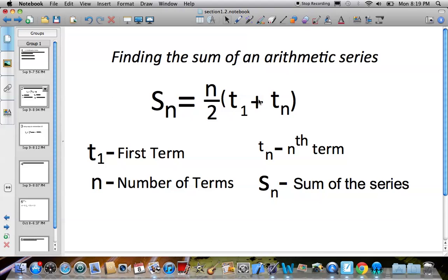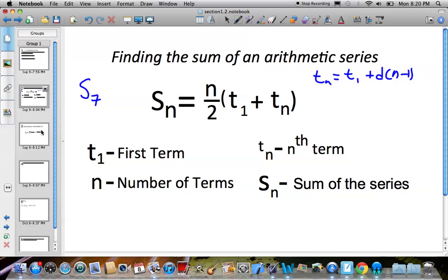So the sum of an arithmetic series is given by S of n. S is the sum, n is the number of terms. So you might have S7, that's the sum of the first 7 terms. It equals n, the number of terms, divided by 2, times the first term plus the general term, or nth term, t of n, sometimes referred to as the last term. We also know t of n is equal to t1, the first term, plus d times (n minus 1). That's very useful sometimes. And remember that t of n is just t7 if n is 7, so it's the last term of the series.